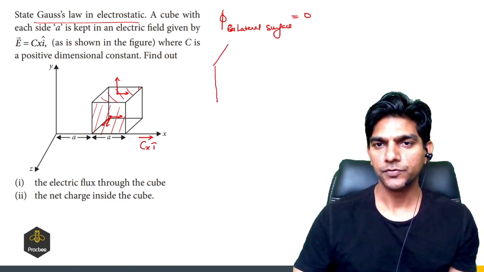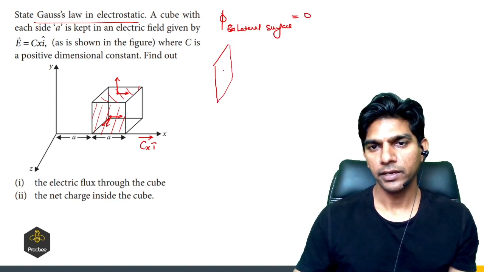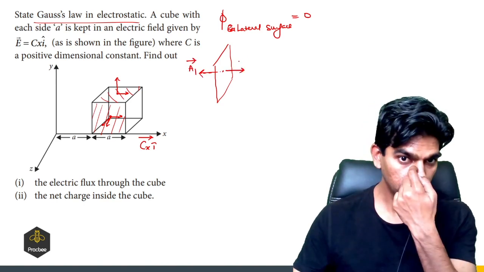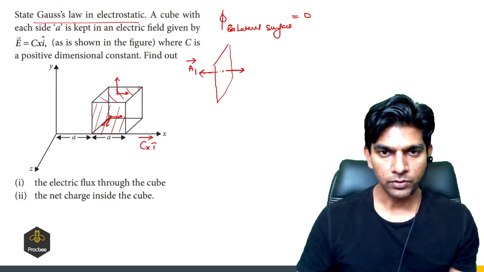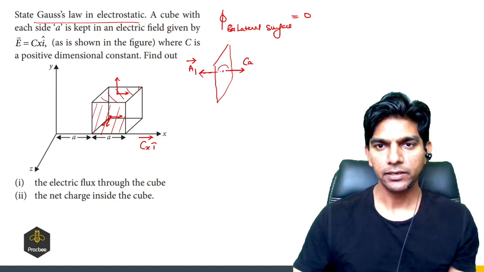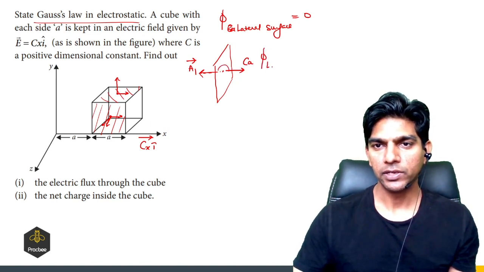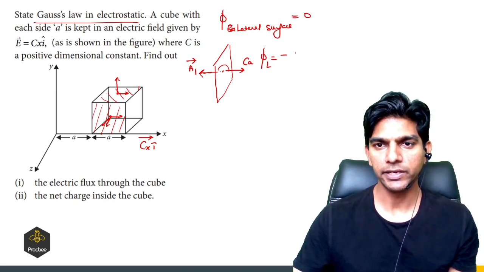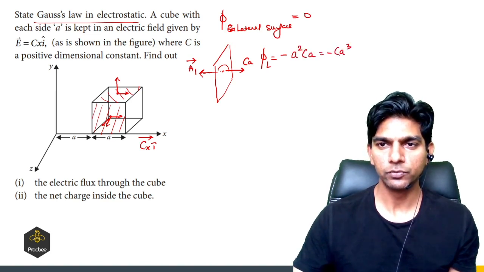Now this is the left surface, and the area vector is always the outward normal, so it will be in the left direction. This is A1, and the electric field is in the positive x direction. The value of x on the left surface is a, so the electric field is Ca, and the angle is 180. So the flux through the left face will be minus A1 times a, and it's a cube of side a, so it will be a squared times Ca, which is minus Ca cubed.